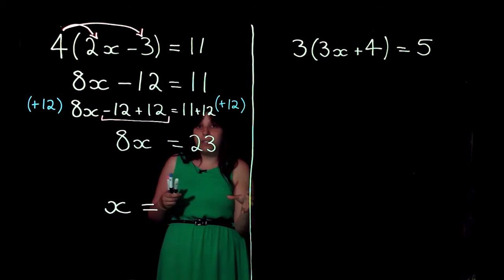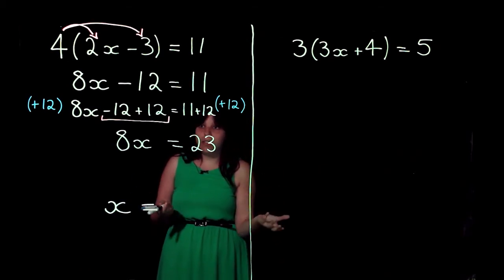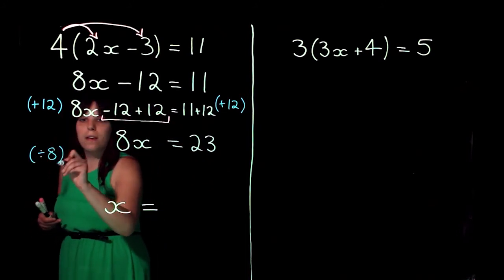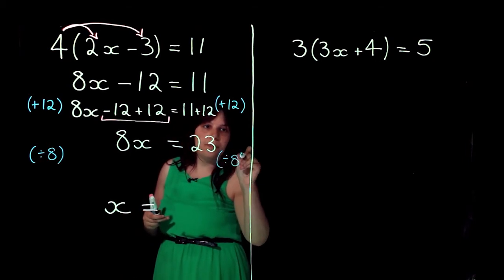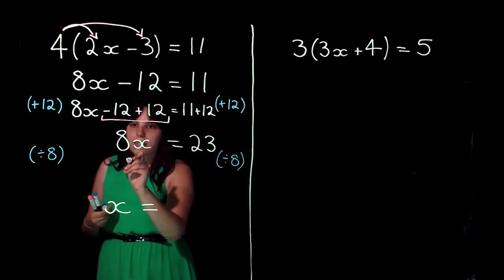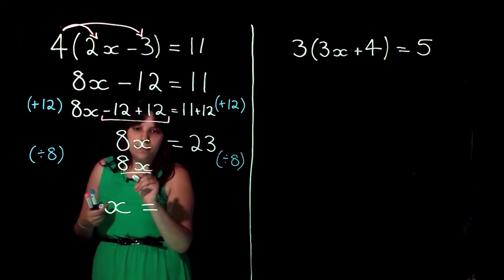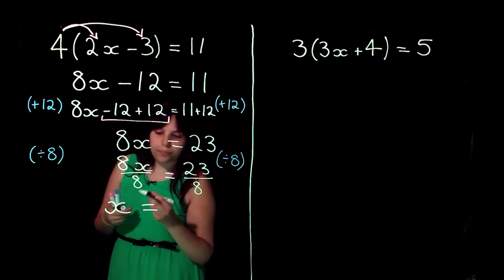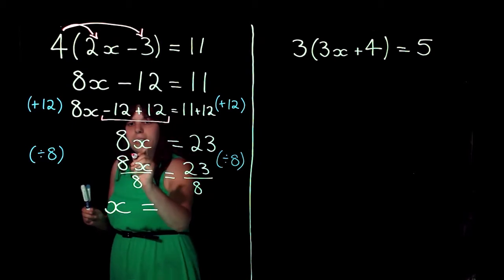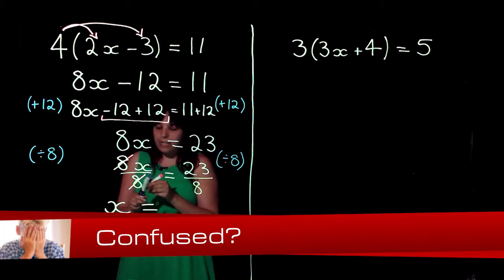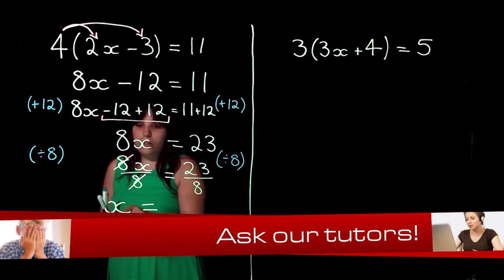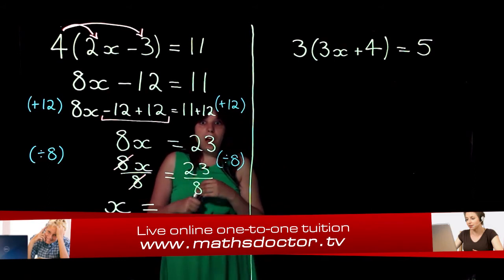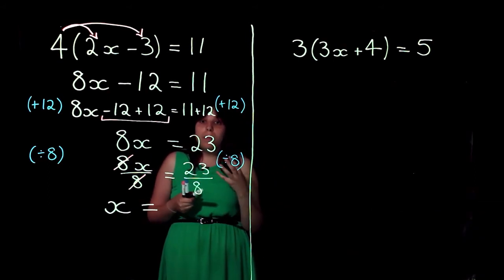So 8 times something is 23, and I need to work out what that something is. So I'm going to do the inverse of times 8, which is divide by 8, and do that to both sides. So 8x divided by 8 equals 23 divided by 8. So my 8x divided by 8, my 8's cancel out to give me 1x, which was what I wanted on this side.